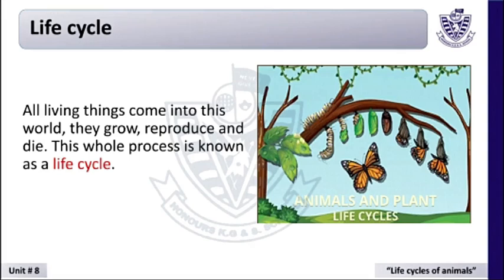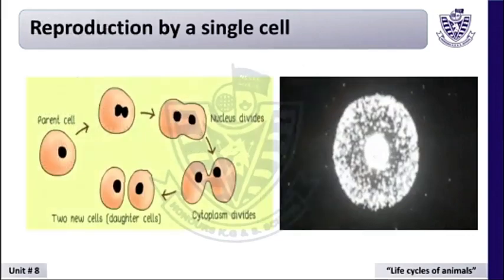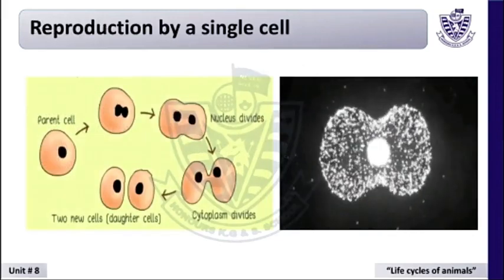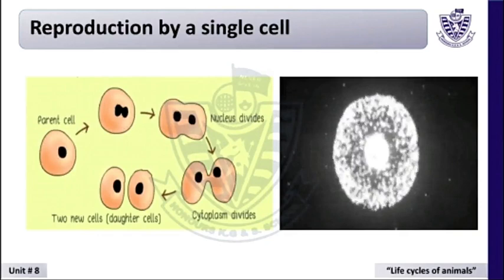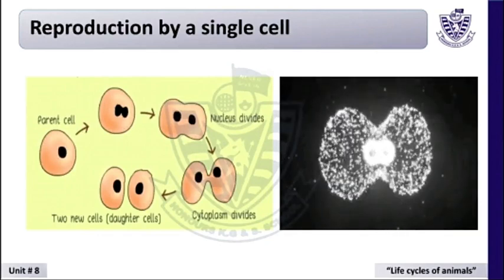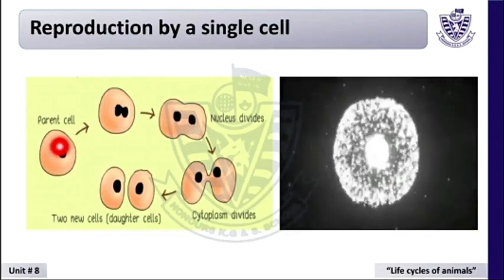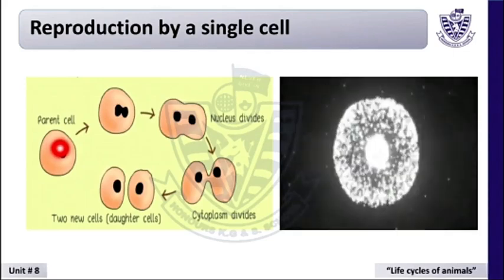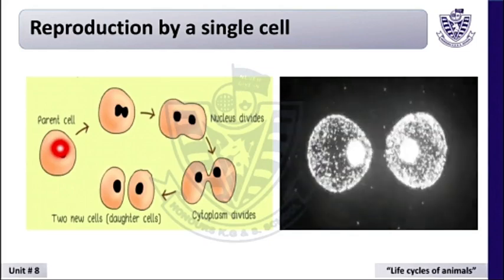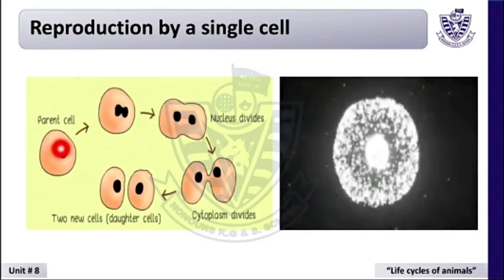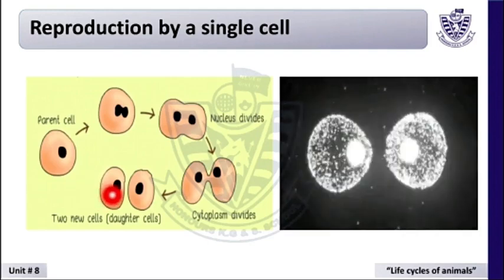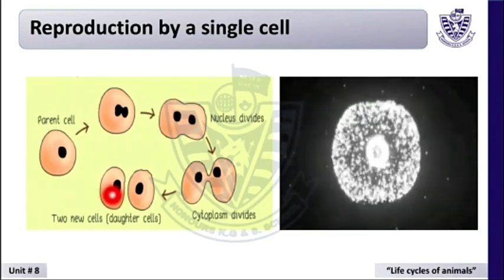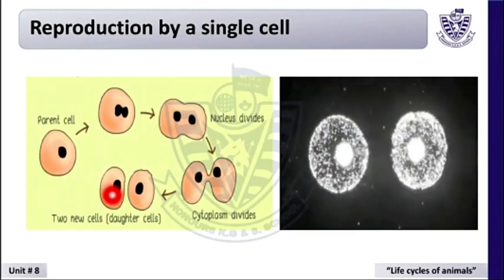There are 2 main ways in which living things can reproduce themselves. Number 1, reproduction by a single cell. This needs only a single parent cell to reproduce a new organism. This method of reproduction occurs in lower animals, microorganisms, and plants. The new organism is an exact copy of its parent, as there is no joining of two different cells.